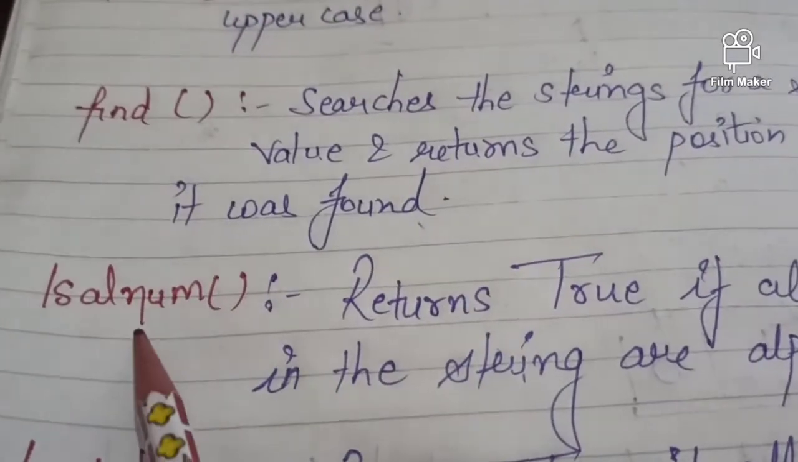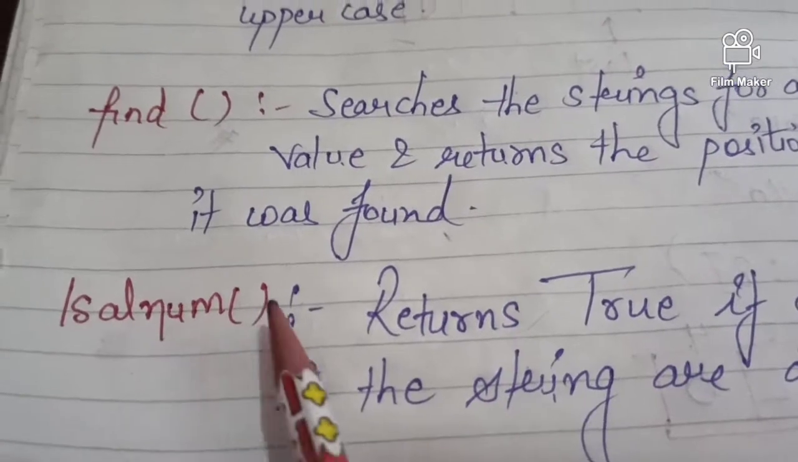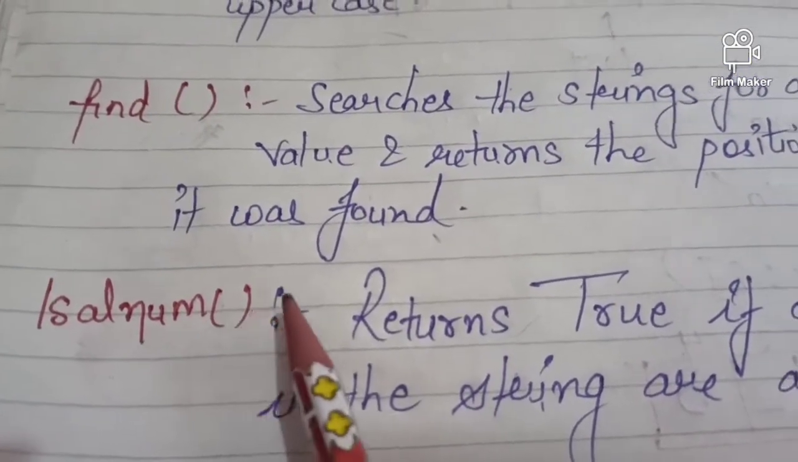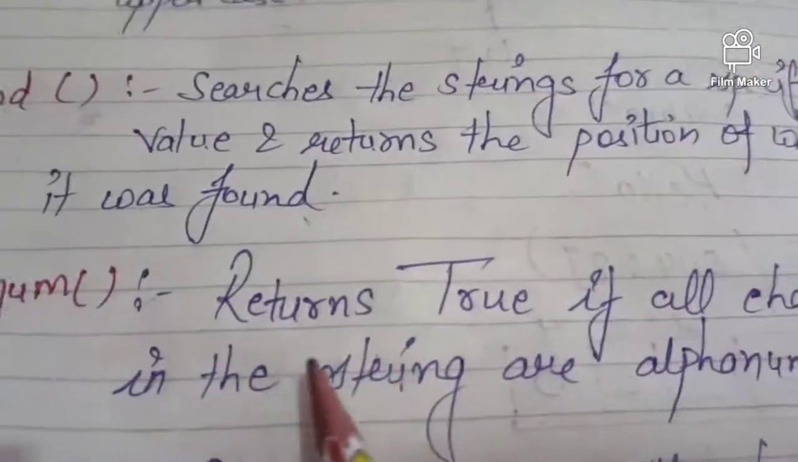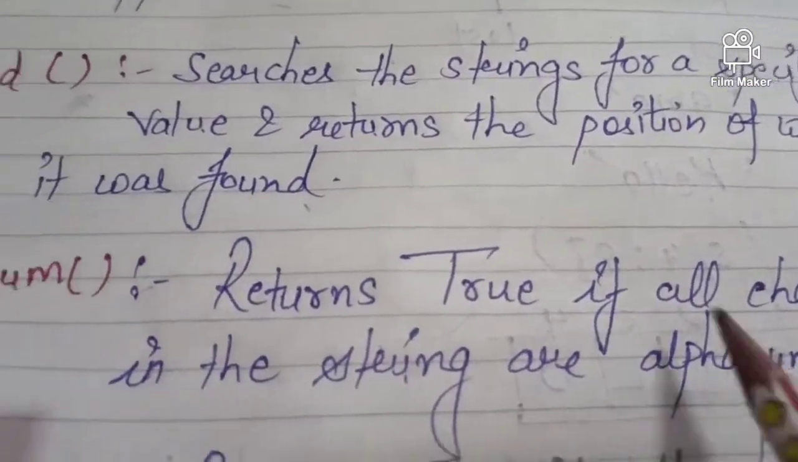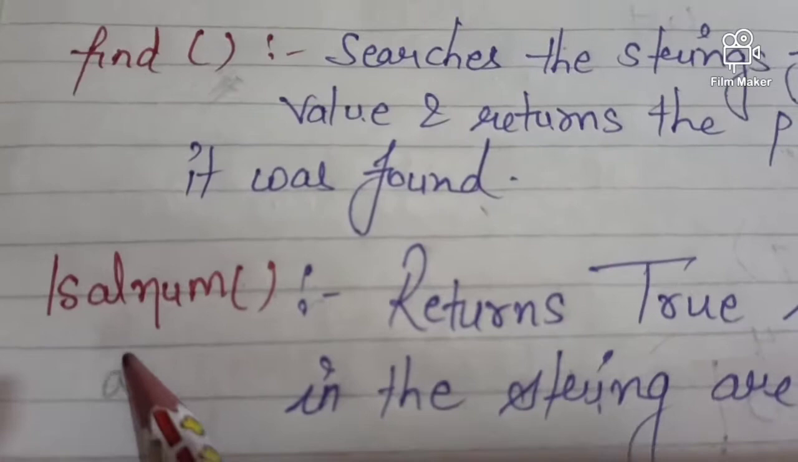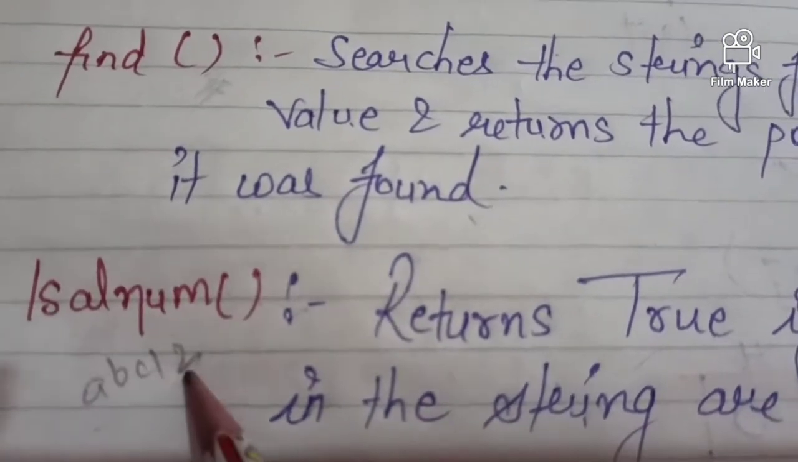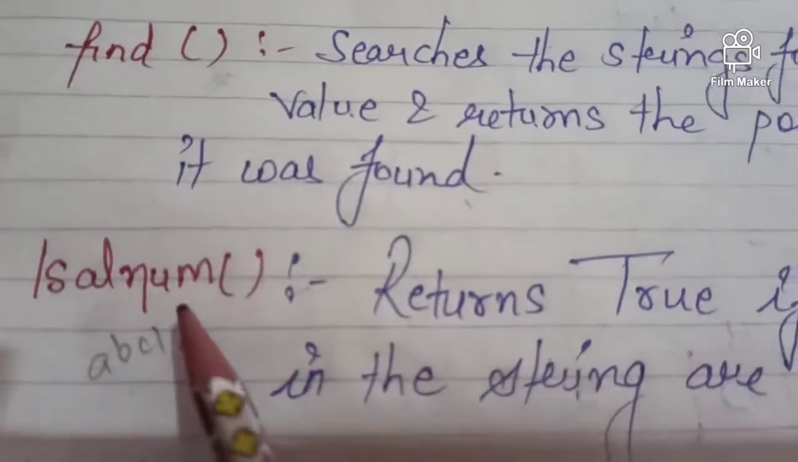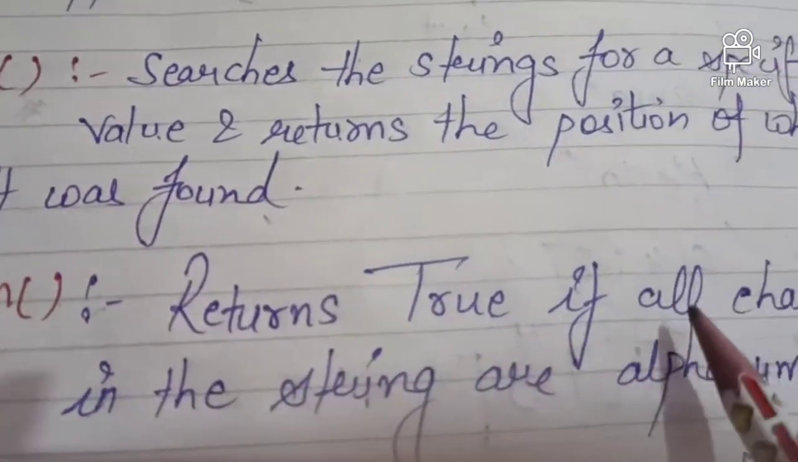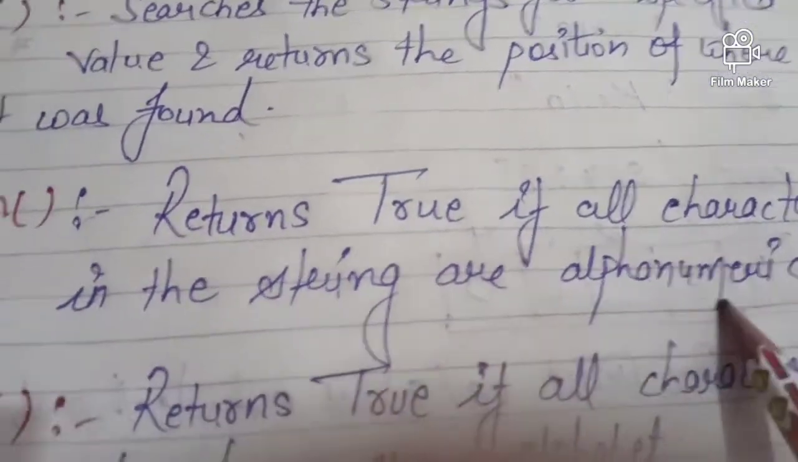Yes, so now come to the next method, that is alphanumeric, the isalnum method. It returns true if all characters in a string are alphanumeric. You all know the meaning of alphanumeric, like A, B, C, 1, 2. Alphanumeric means it contains characters as well as digits. So isalnum returns true if all the characters in the string are alphanumeric.